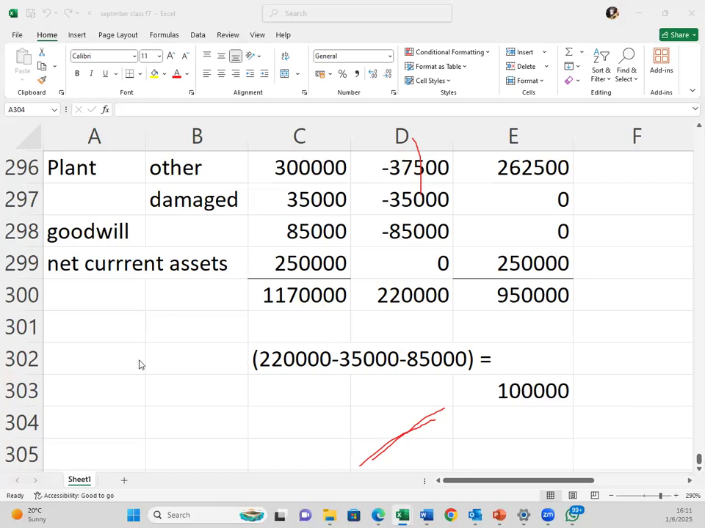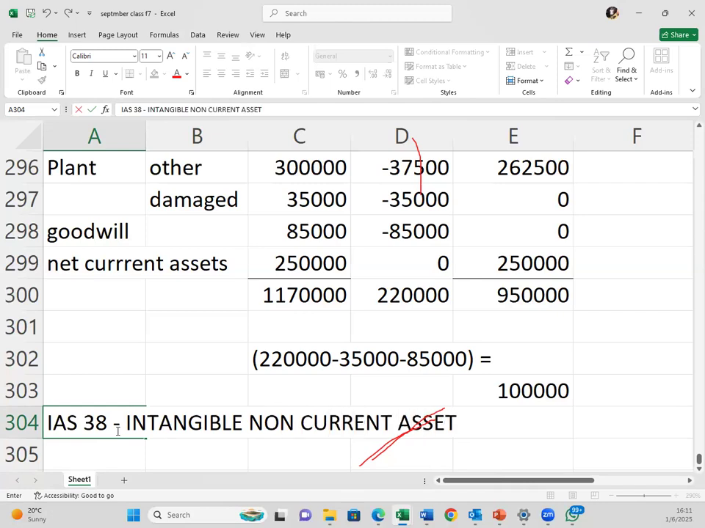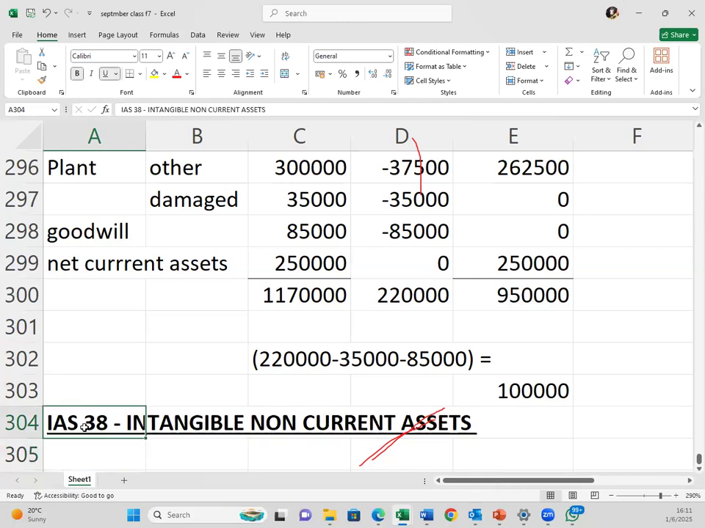So now let's look at IAS 38. We did look at IAS 16, remember, which was on PPE or tangible non-current assets. IAS 38, on the other hand, looks at accounting for intangible non-current assets. These are assets without a physical substance.